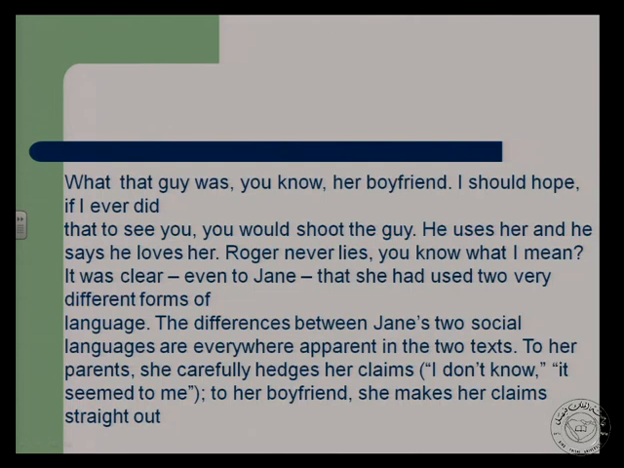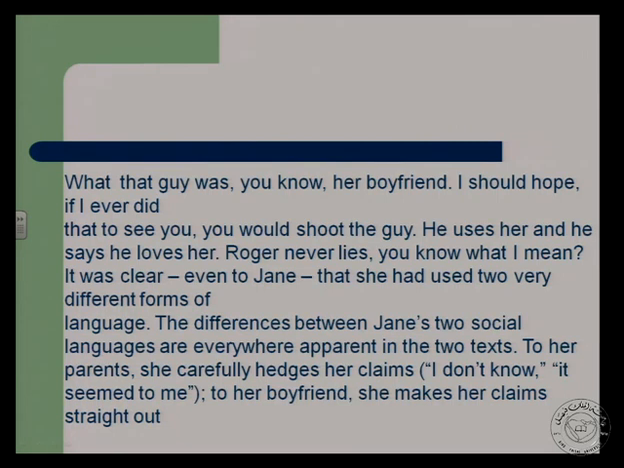"I should hope if I ever did that to see you, you would shoot the guy. He uses her and he says he loves her. Roger never lies. You know what I mean." It was clear even to Jane that she had used two very different forms of language. It is not the same language that was used with her parents and with her boyfriend. The differences between Jane's two social languages are everywhere apparent in the two texts.